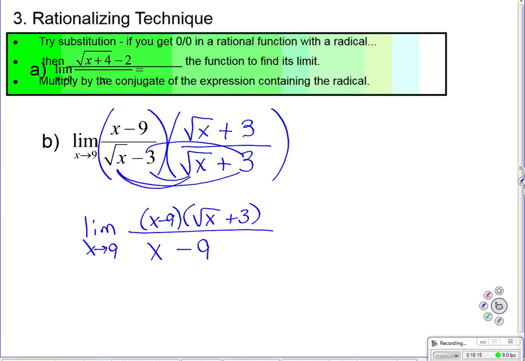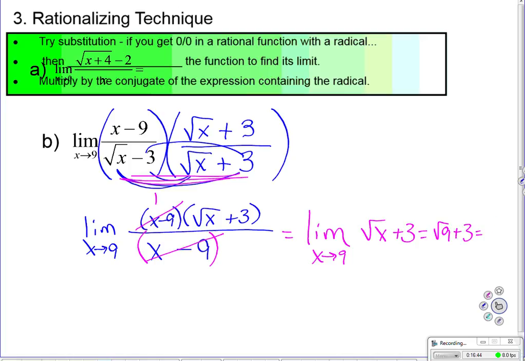All right? Now, the reason I said leave the top alone this time is because once I multiplied, once I foiled my bottom, I get an x minus 9 over an x minus 9 factor, and that reduces to 1. This boils down now to a nice limit, the limit as x approaches 9 of the square root of x plus 3, allowing us to use substitution, getting an answer of 6. Sweet!